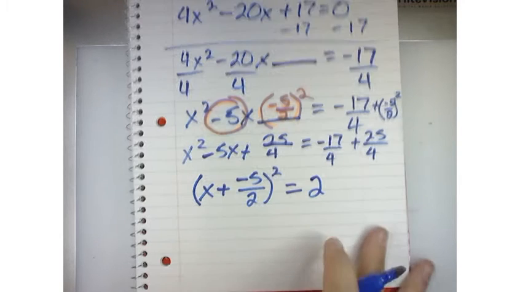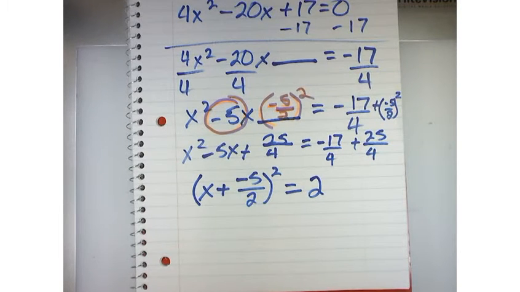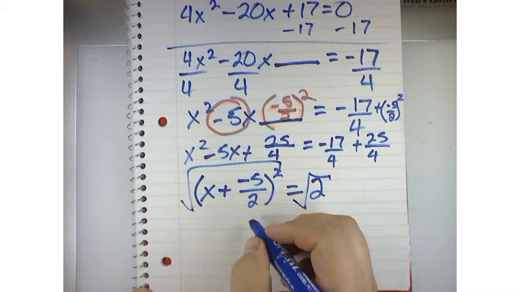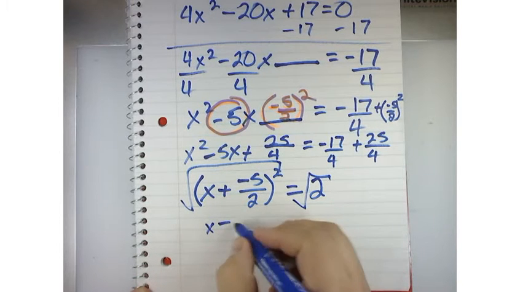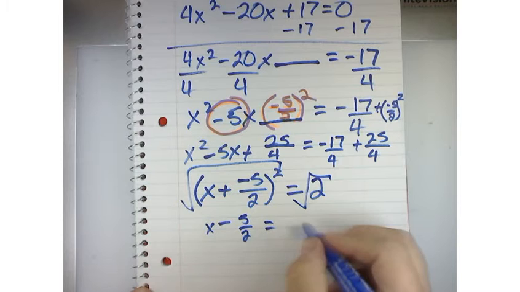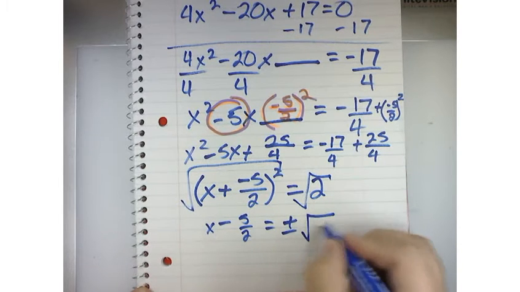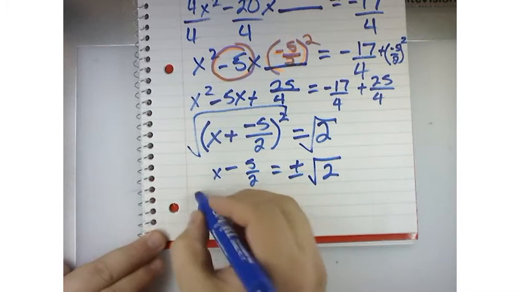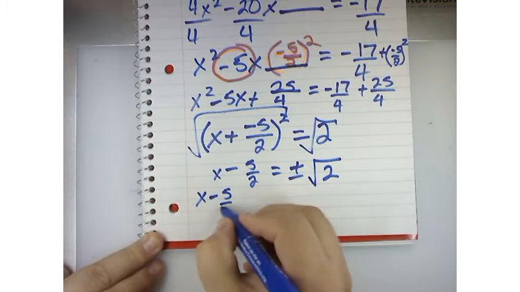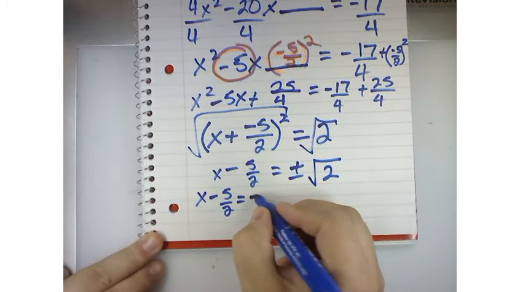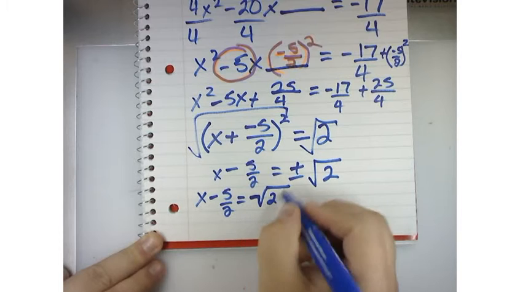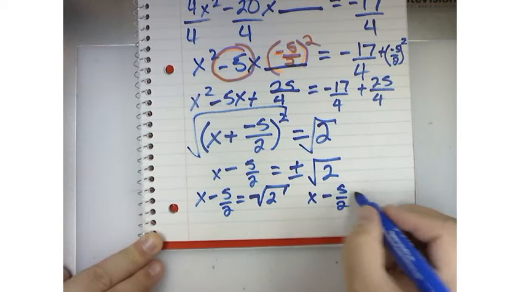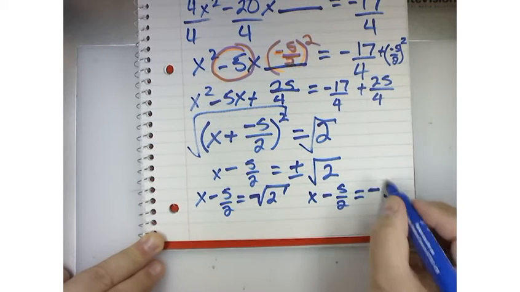So now what do I do? Do I have it the way I like it? Yep. So now I'm going to take the square root of this side and the square root of this side. I get x minus 5 over 2 is equal to plus or minus the square root of 2. Again, I'm going to separate those: x minus 5 over 2 is equal to the square root of 2, and then x minus 5 over 2 is equal to negative square root of 2.